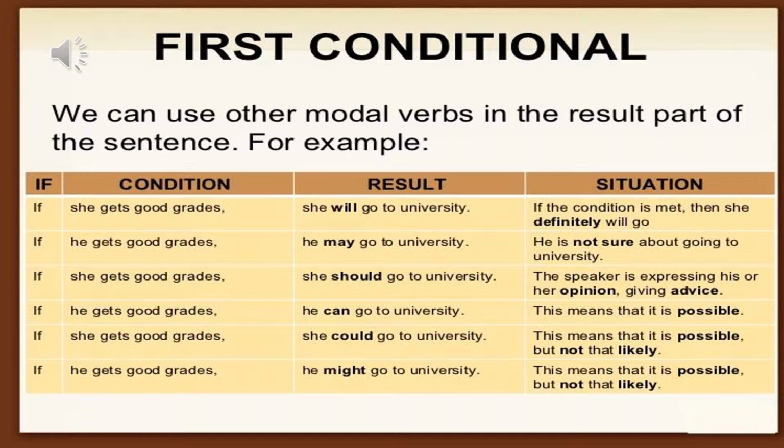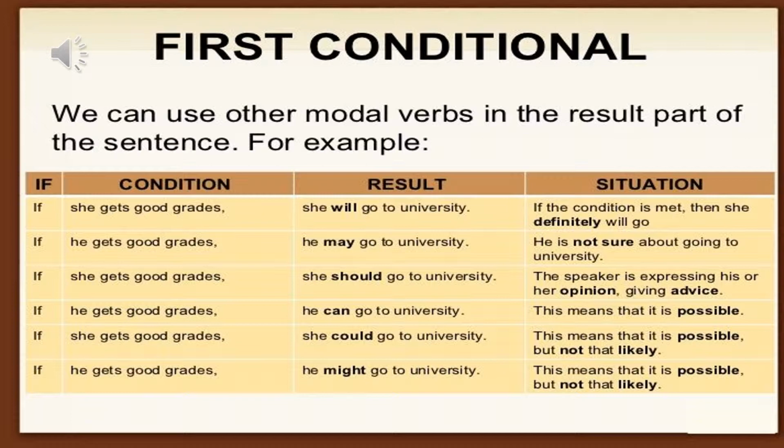If he gets good grades, he may go to the university. He is not sure about going to the university. If she gets good grades, she should go to university. The speaker is expressing his or her opinion, giving advice. If he gets good grades, he can go to the university. This means that it is possible.